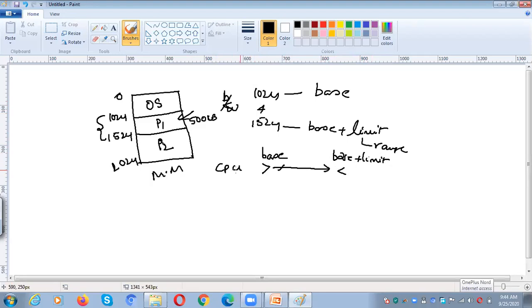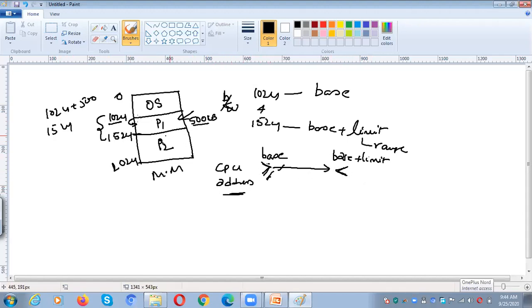The CPU generated address is greater than base and less than base plus limit. Greater than or equal to 1024, and it needs to be less than base plus limit. Base is 1024 and limit is 500, so 1024 plus 500 means 1524. The CPU generated address needs to be in between base and base plus limit.